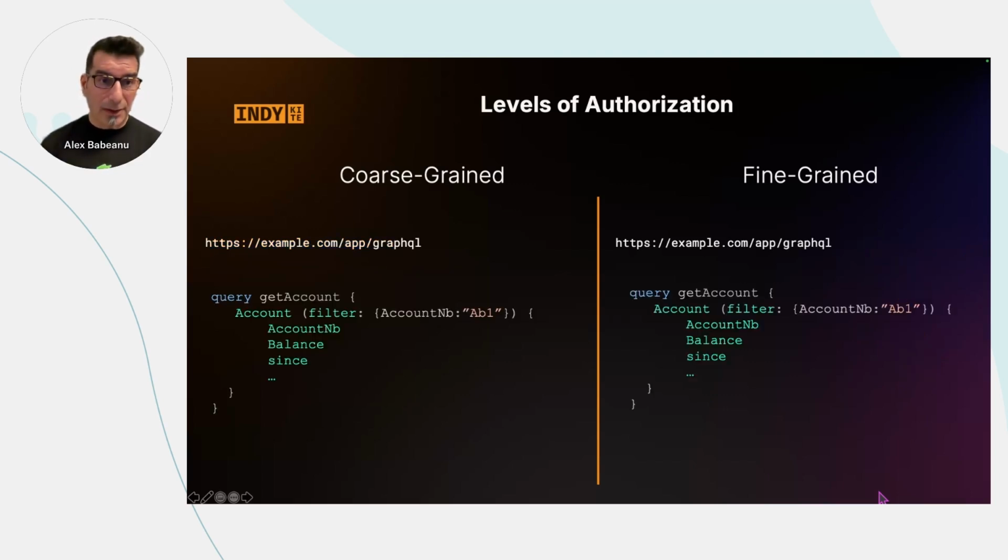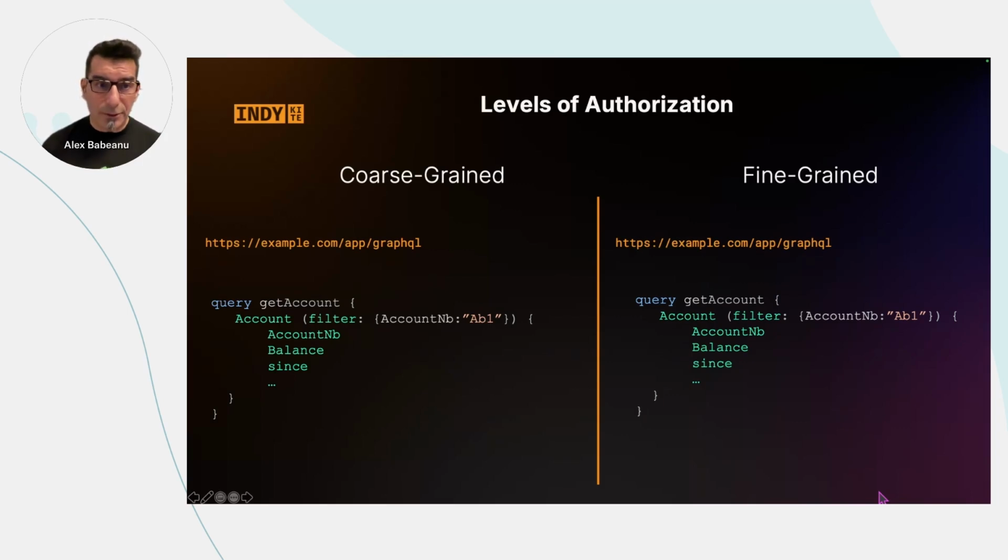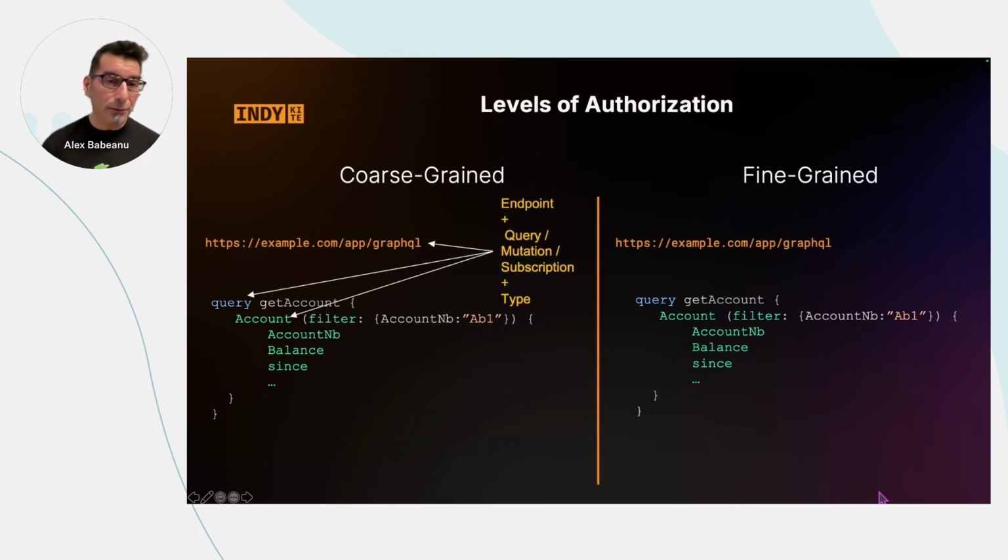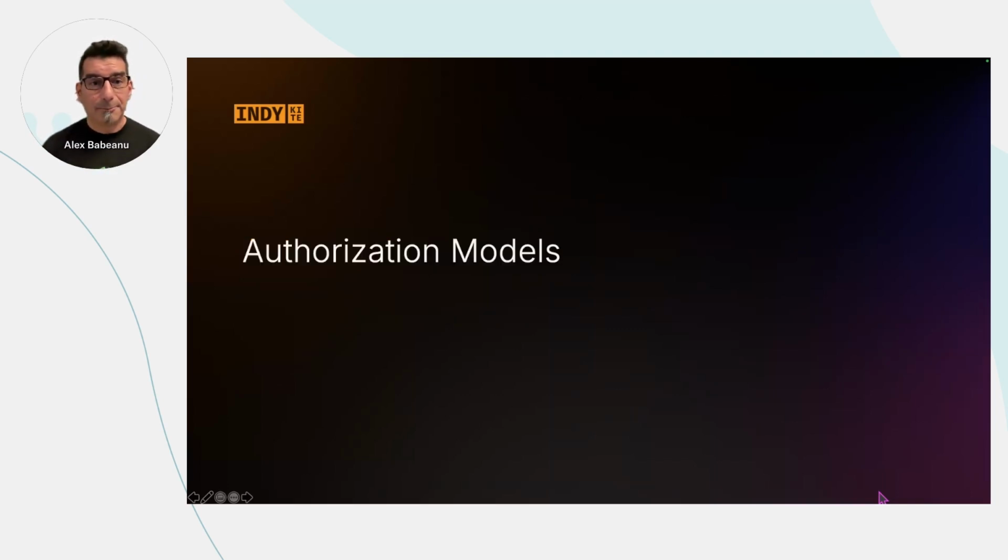If your API is GraphQL, this is what it could look like. In both cases, you would need to protect the endpoint. But for coarse-grained, what you're concerned about is the endpoint is, of course, the action, and that is query, mutation, or subscription, and the actual type that is being accessed. For example, here, account. On the other hand, fine-grained is concerned with the data level, specific data. So you need a bit of both depending on your use case. Okay, great. So we know that we can protect at the higher level or at the very fine-grained level. So how do we do that?